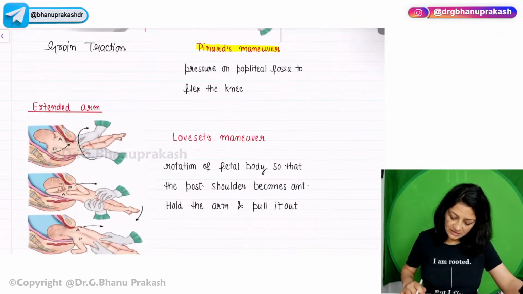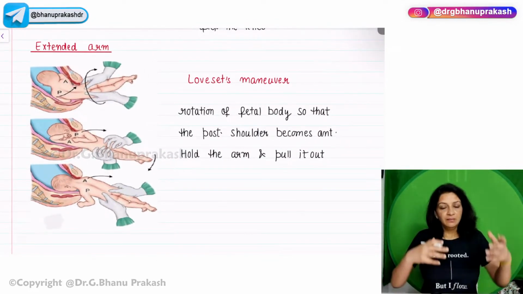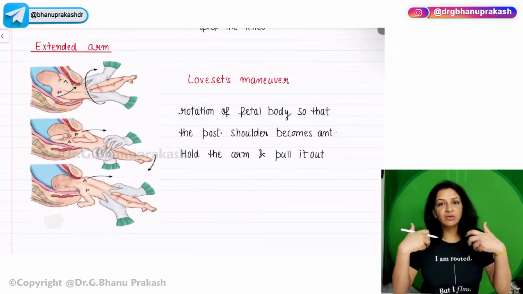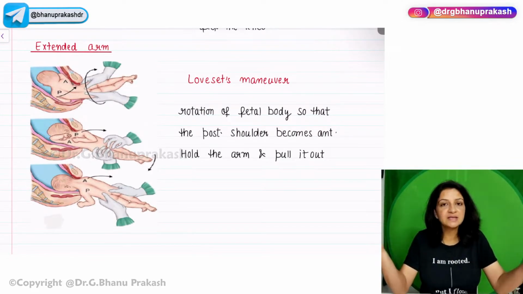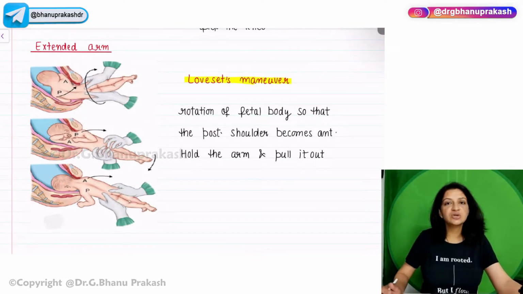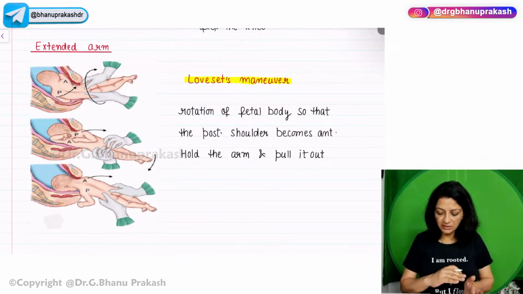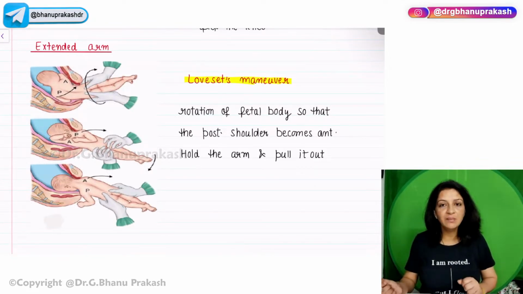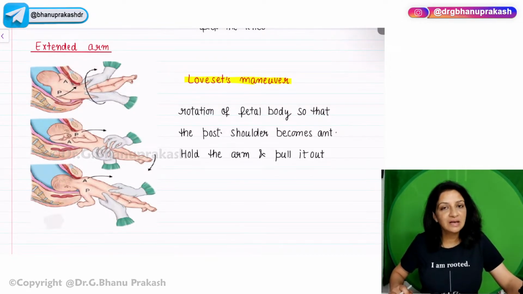In case of extended arms, the trunk of the baby will be delivered, legs, buttocks, trunk all delivered. What is left now? Extended arms. So the most commonly used maneuver is Lovesett's maneuver. Rotation of the fetal body so that the anterior shoulder becomes posterior, and hold the arm and pull it out. That is called Lovesett's maneuver.